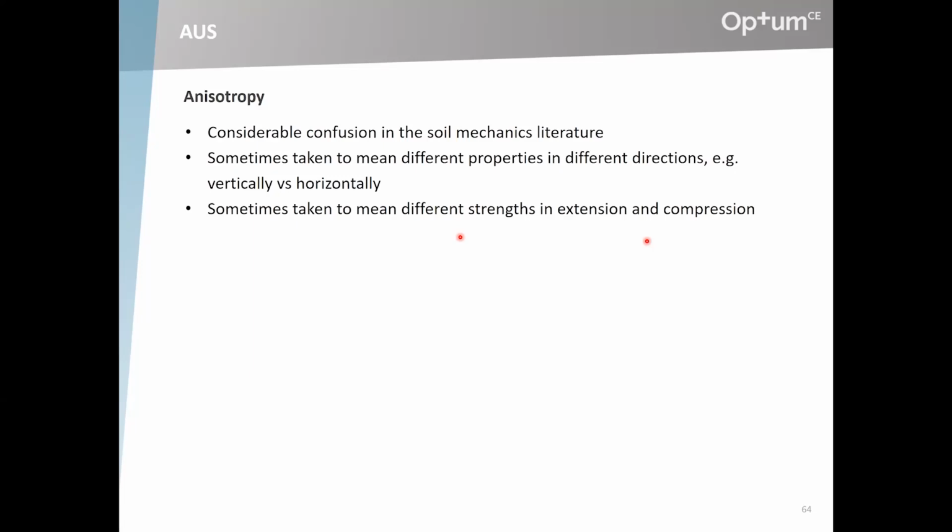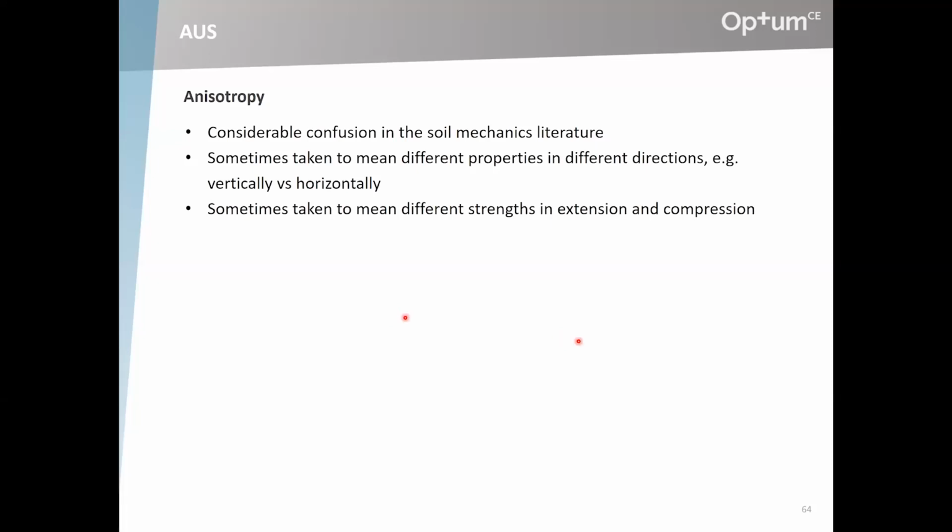But sometimes it's also taken just to mean different strengths in extension and compression, which I hope I have made the case has nothing really to do with anisotropy. That is a completely expected feature of a perfectly isotropic material. Of course, anisotropy could be part of the mix as well, but it's just important to keep these two effects separate.